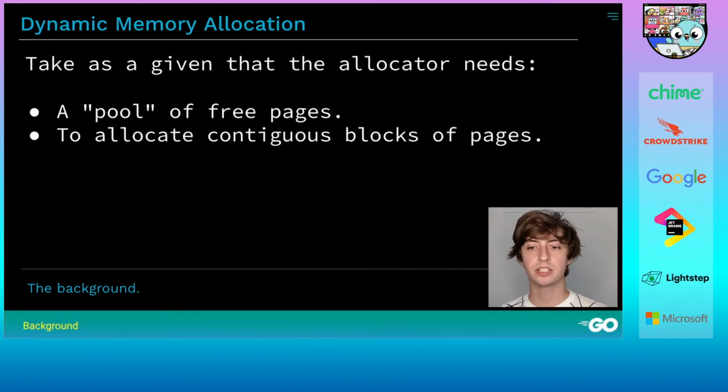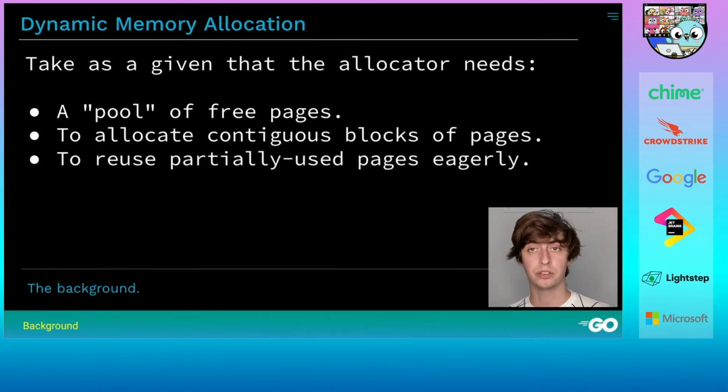The second is that sometimes the allocator wants more than one contiguous page. And a simple case is, someone wants to put several contiguous pages of data together, right? So you have some very large object that you want to allocate. But there are other cases.